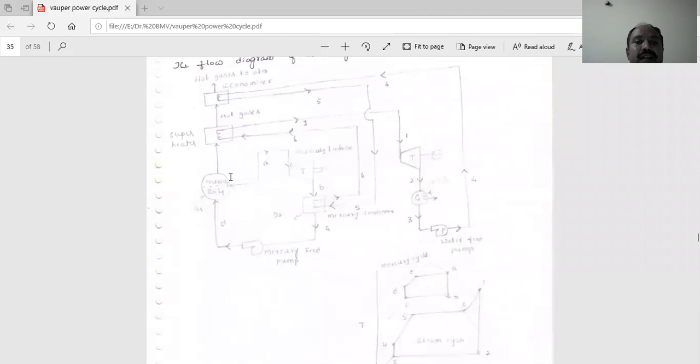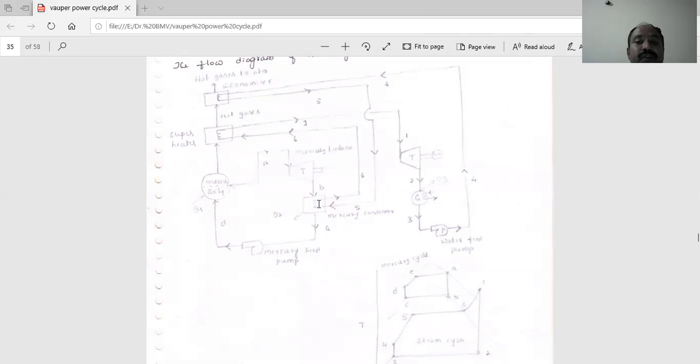This first cycle you can call the mercury cycle. The mercury cycle consists of a mercury boiler, a mercury turbine and a mercury condenser. Then this condensed mercury is once again pumped up to the boiler. This is the one cycle.